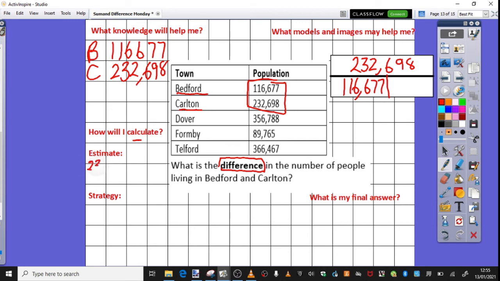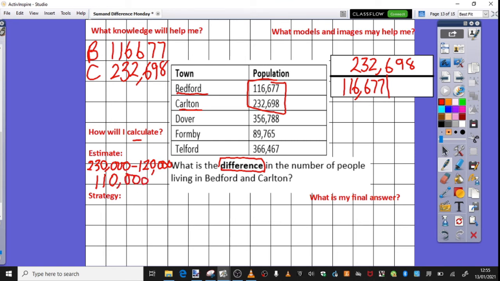So I've roughly got about 230,000 subtract about 120,000 roughly. And so looking at that, I know the difference between 23 and 12 is 11. So I'm probably looking at about 110,000 as my answer.